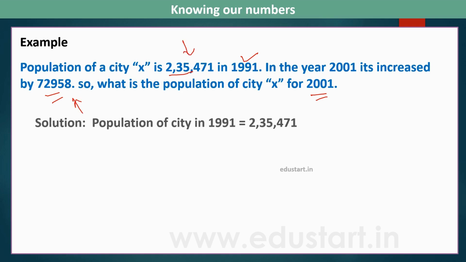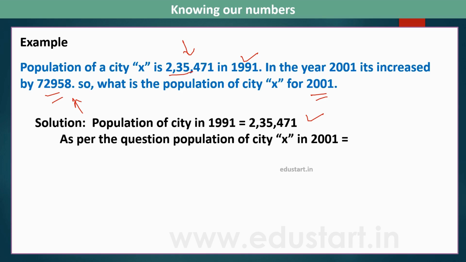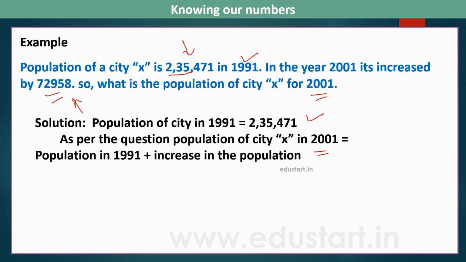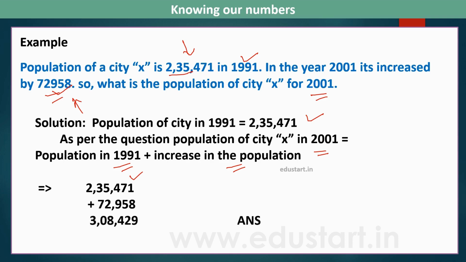So let's see. The population of the city in 1991 is 2,35,471. Now what is the increase and what is the total population as per the question in 2001? So population in 1991 plus increase in the population: in 1991 this is the population plus the increase is 72,958. So this is the total number, 3,08,429. That is the answer. I think this is clear.